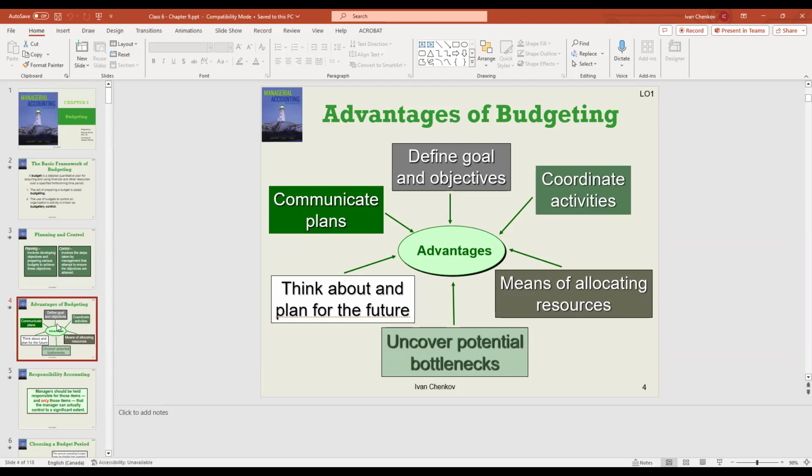And the budget is going to help you uncover those bottlenecks that you may have. The bottleneck, obviously, you should be familiar with, and you understand what a bottleneck is. The bottleneck is technically a constraint that holds you back, either from increasing your capacity, or your production, or your knowledge, whatever it is that holds you back, that will be your bottleneck.